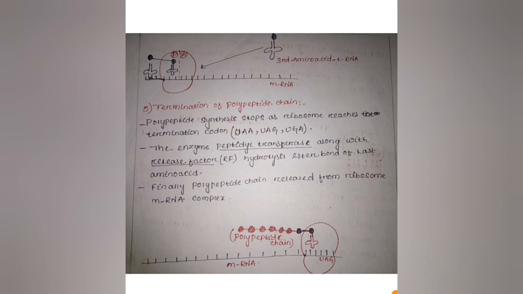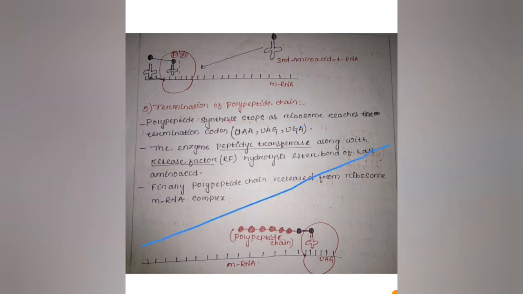Likewise, ribosome will move one codon ahead throughout the mRNA. Termination of polypeptide chain. After reaching the termination codon of mRNA, here the protein synthesis will stop. Likewise, amino acid will form a peptide bond with amino acid. So this chain is called as what? Polypeptide chain. In termination portion, polypeptide synthesis stops as ribosome reaches the termination codon.